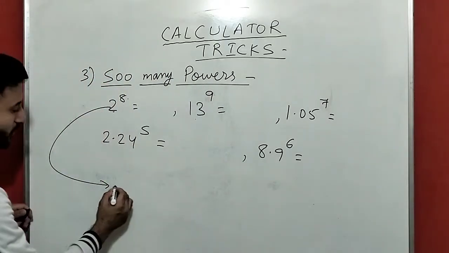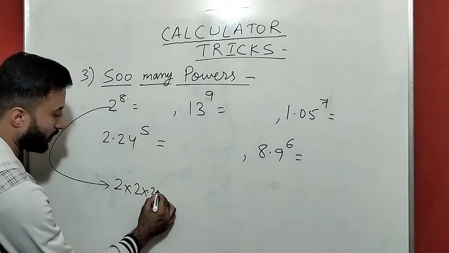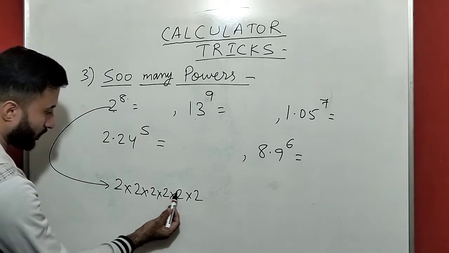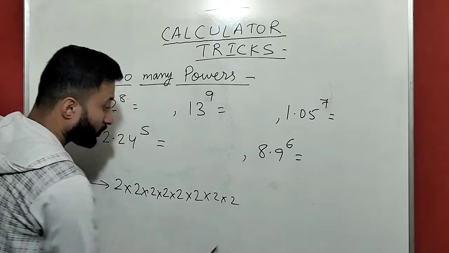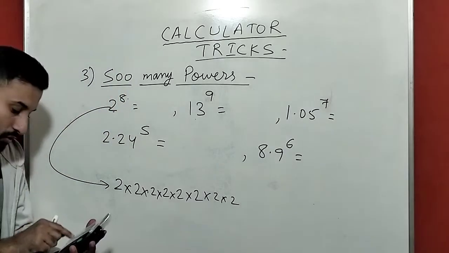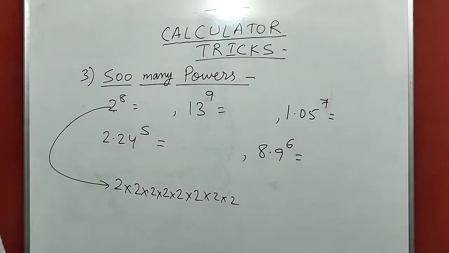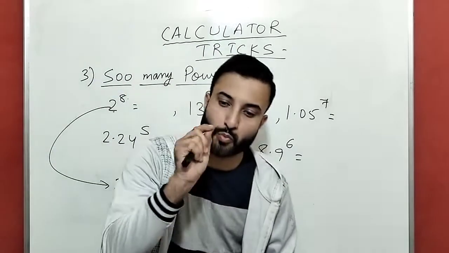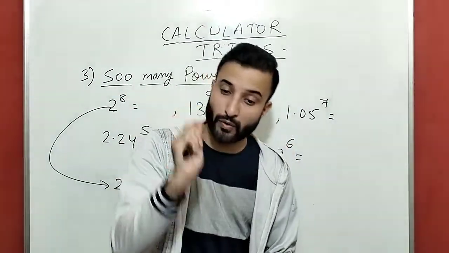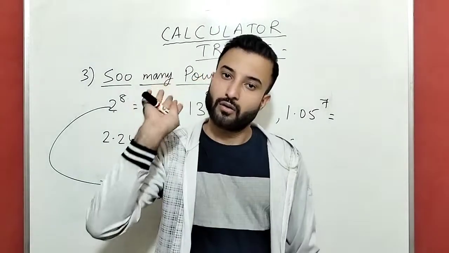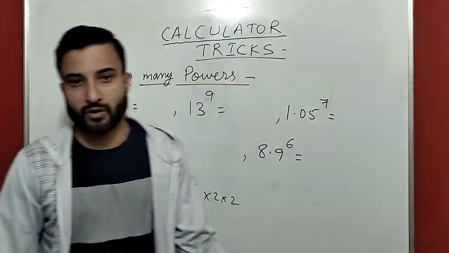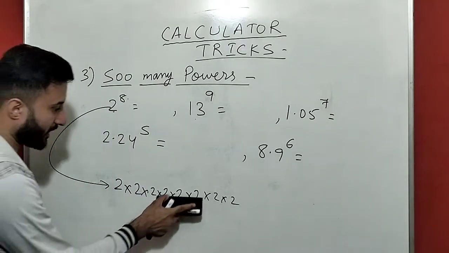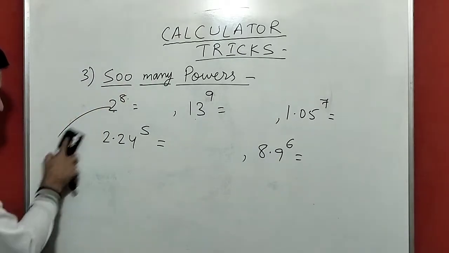So 2 power 8 means you have to do 2 into 2 into 2 into 2 into 2 into 2, 8 times. 1, 2, 3, 4, 5, 6, 7, 8. See the calculator, you have to keep on doing 2 into 2 into 2. This is okay, but you will take more time with 2.24, 8.9, 1.05. You will keep on doing 2.24 into 2.24 into 2.24 into 2.24. Time will go. So we will find an easy trick with the help of the calculator.